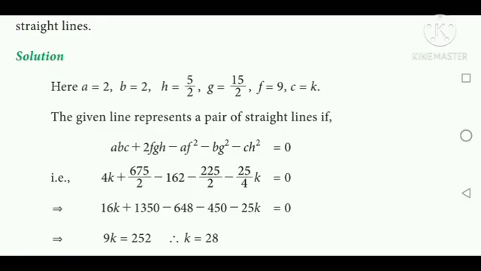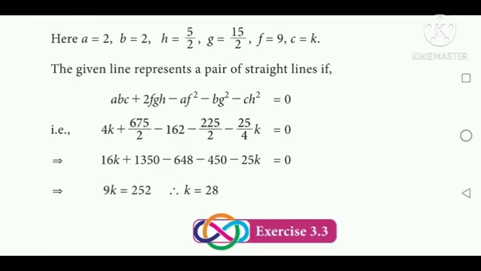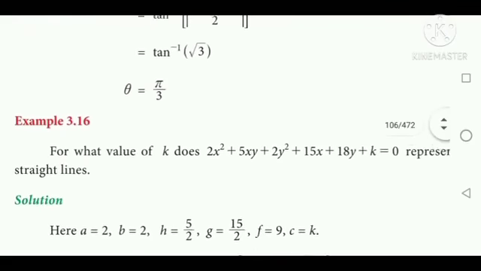We are getting 4k. Then 2 into f into g into h, we are getting 675 by 2. af square becomes 162, and bg square equal to 225 by 2, and ch square becomes 25 by 4 k, equal to 0. So then we are getting 16k plus 1350 minus 648 minus 450 minus 25k equal to 0. So 9k equal to 252, whereas k equal to 28 after simplifying it.